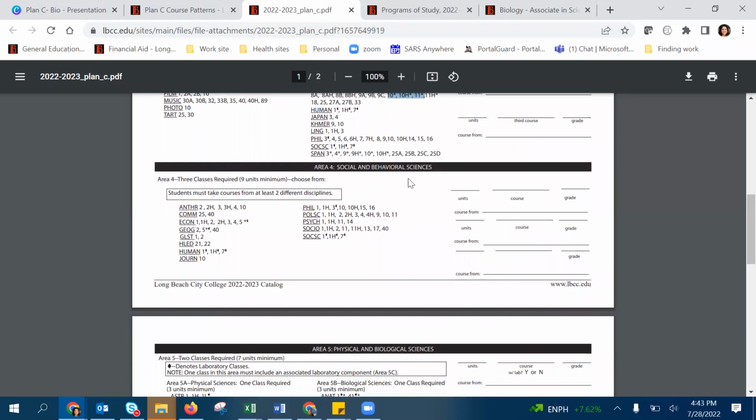In social and behavioral sciences, unless you are told otherwise, you can choose any 3 classes in this area. If you're trying to keep your options open to the CSU, I strongly encourage you to consider Poli-Sci 1 as one of your social and behavioral sciences.